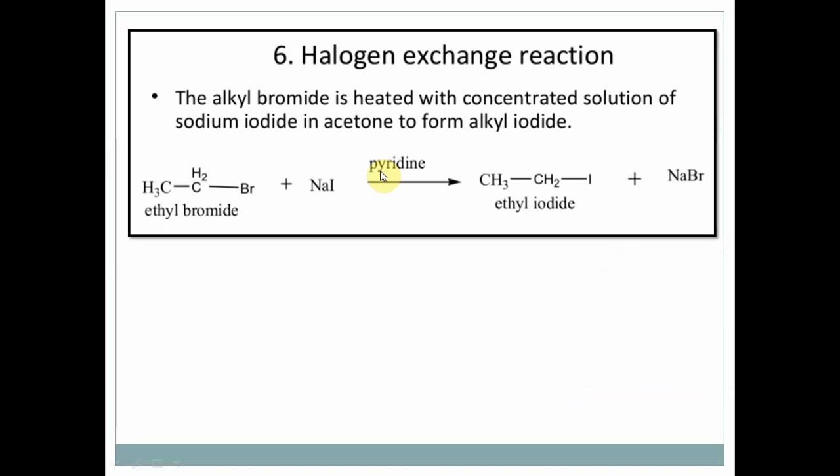Halogen exchange reaction. This is another method. Alkyl bromide is heated with a concentrated solution of sodium iodide, NaI, in acetone, in the presence of pyridine, to form alkyl iodide. Ethyl bromide, NaBr is removed from here, and ethyl iodide is formed.